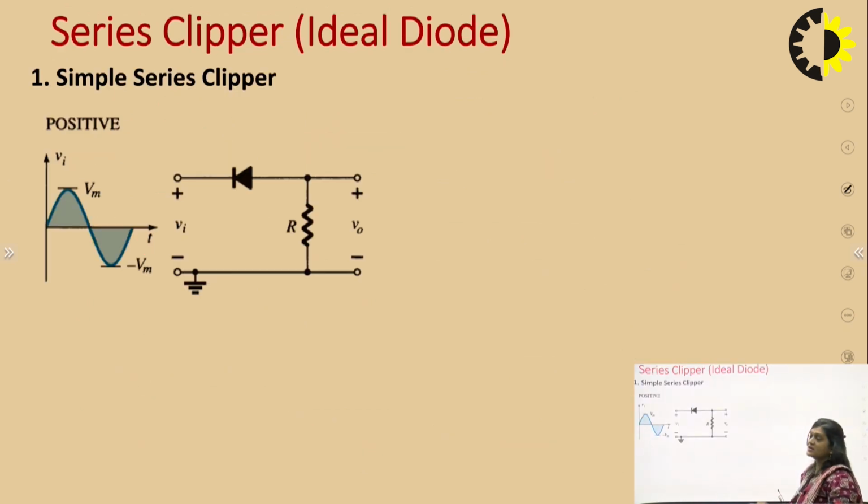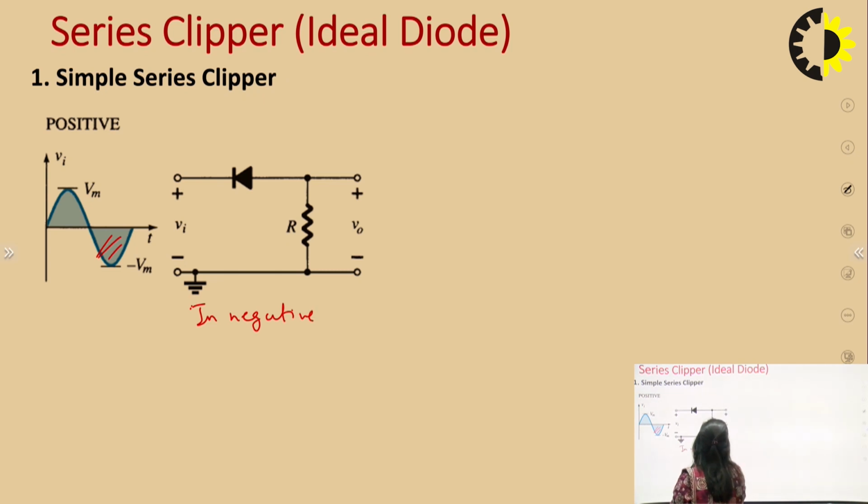So the first diagram is this. This is our diode. First of all, when we analyze any clipper circuit, we will see in which condition our diode will be in conducting state. This diode will be forward biased in the negative half cycle of the input signal.